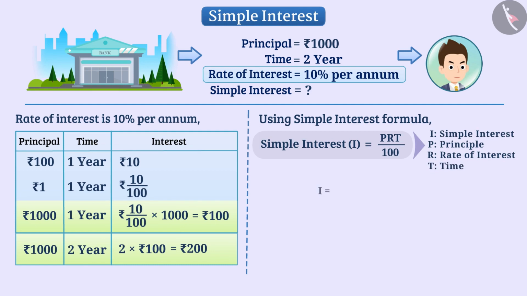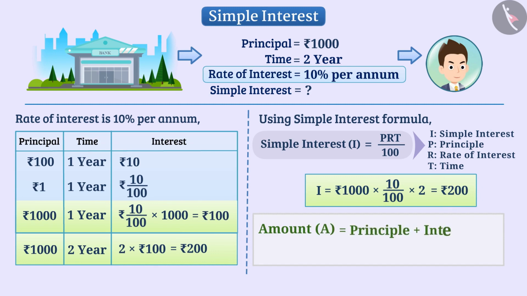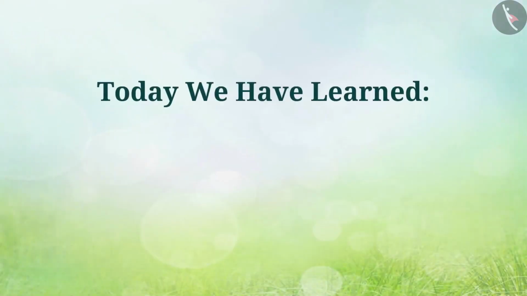In this way, I is equal to 1000 rupees multiplied by 10 divided by 100 multiplied by 2, which is equal to 200 rupees. In this way, the amount A returned by the trader will be principal plus interest, which is equal to rupees 1000 plus rupees 200 is equal to rupees 1200. So today we have learned about interest. In the next video, we will learn about compound interest.